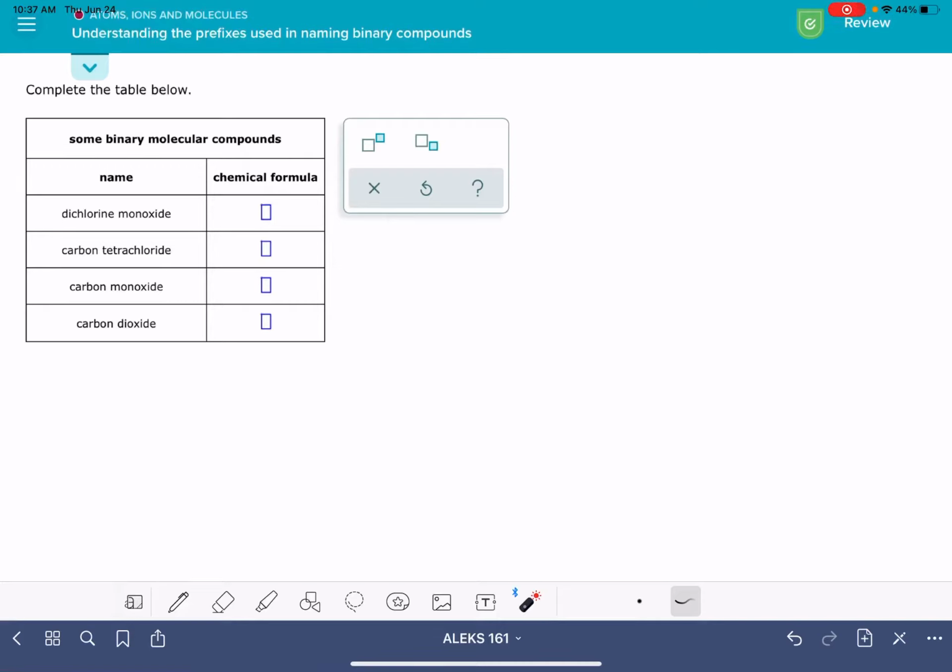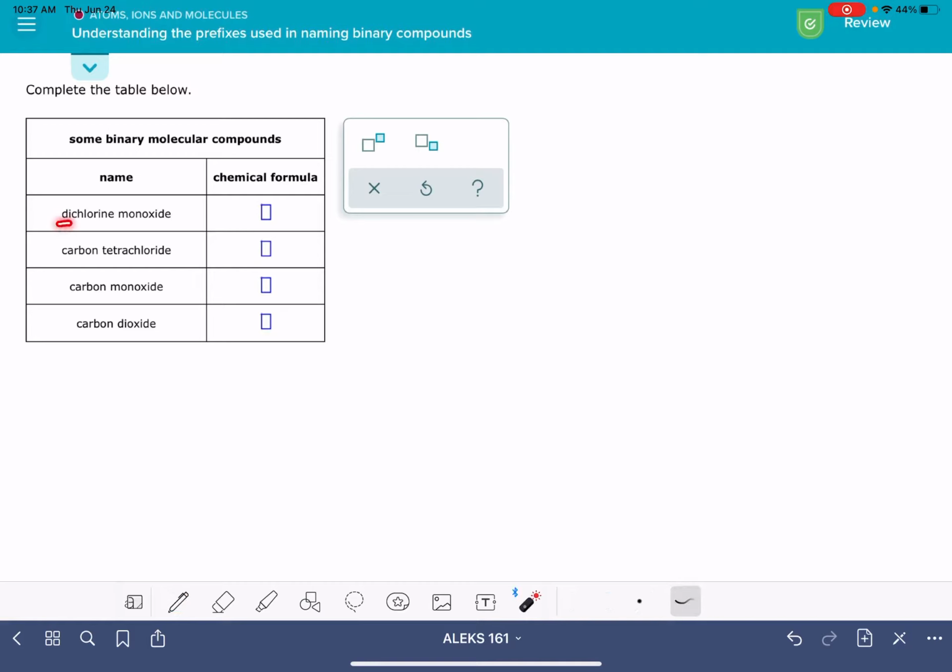In this video, I'll show you how to solve the ALEKS problem called Understanding the Prefixes Used in Naming Binary Compounds. In this problem, you're going to be given the name of 4 different molecular compounds, and you're asked to come up with the chemical formula for them. So in the name, we are going to read it from left side to right side. The name is going to give us information about what atom we have and also the quantity of each one of those atoms. The quantity is indicated using prefixes.